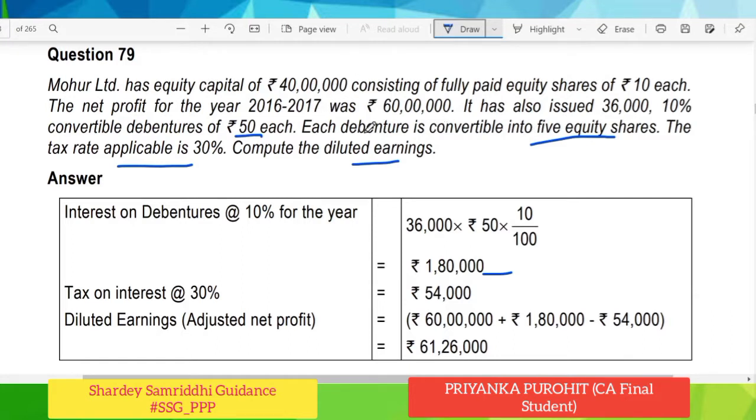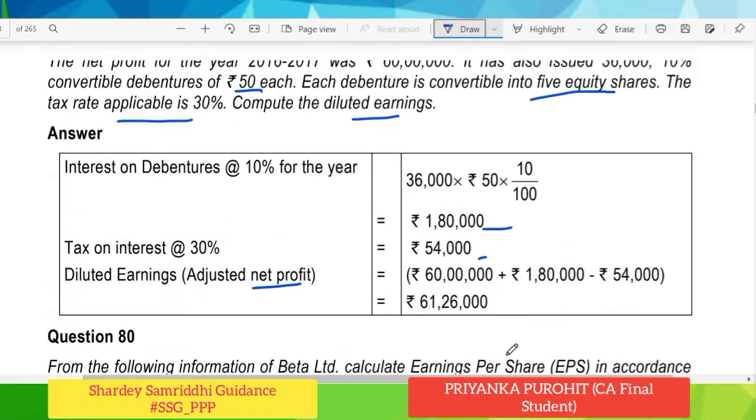But along with this saving on interest, we will lose the tax shield on the interest. So we will compute that also first. So tax on interest at the rate of 30% would be 180 into 30%, it is 54,000. So this we have to reduce from the interest. So the adjusted net profit would be 60 lakhs as was given in the question, net profit of 60 lakhs plus 1,80,000 minus this 54,000. So the adjusted net profit would be 61 lakh 26,000.